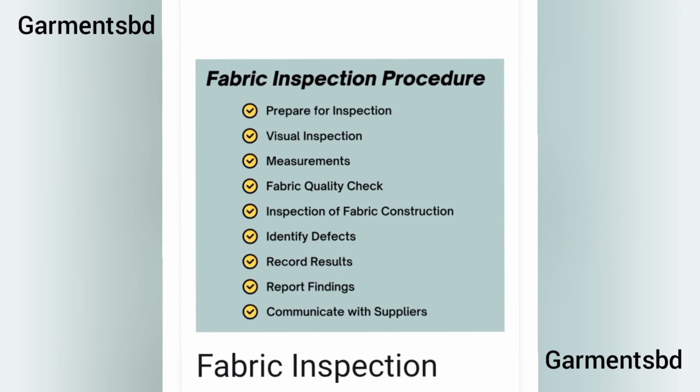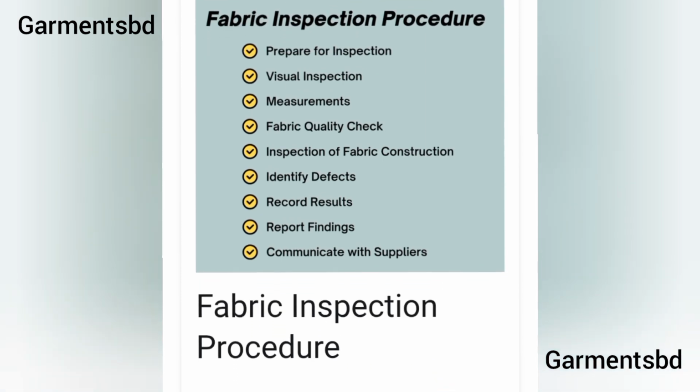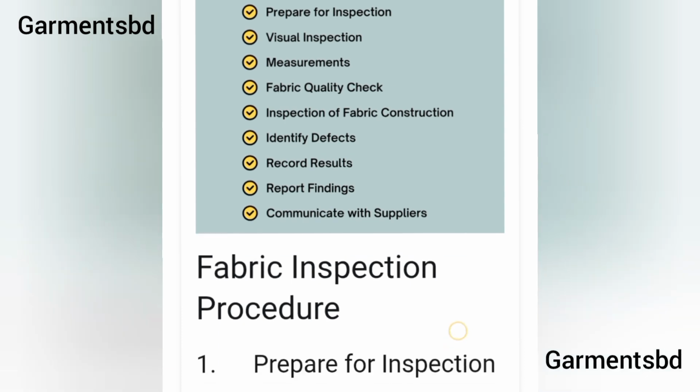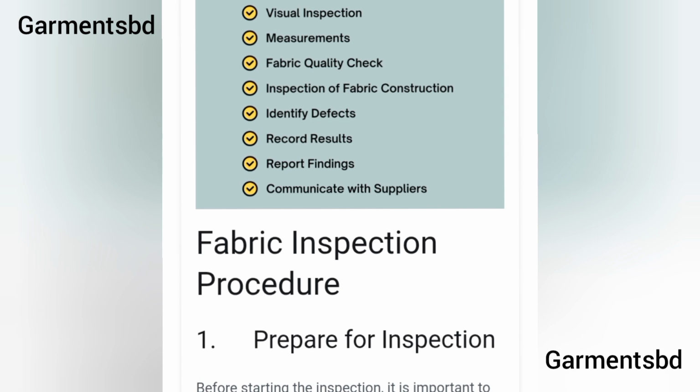Fabric inspection procedure. Prepare for inspection, visual inspection, measurement, fabric quality check, inspection of fabric construction, identify defects, record results, report findings, communicate with supplier.